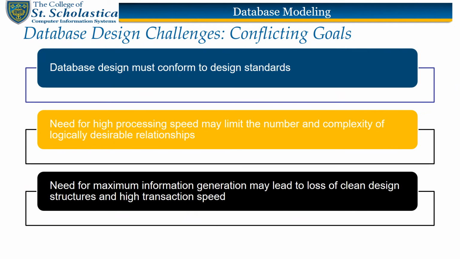Database designers must often make design compromises that are triggered by conflicting goals. The database design must conform to design standards, which develop logical structures and minimize data redundancies, thereby minimizing the likelihood of destructive data anomalies. In many organizations, particularly those that generate large numbers of transactions, high processing speeds are often a top priority in a database design, which can limit the number and complexity of logically desirable relationships.